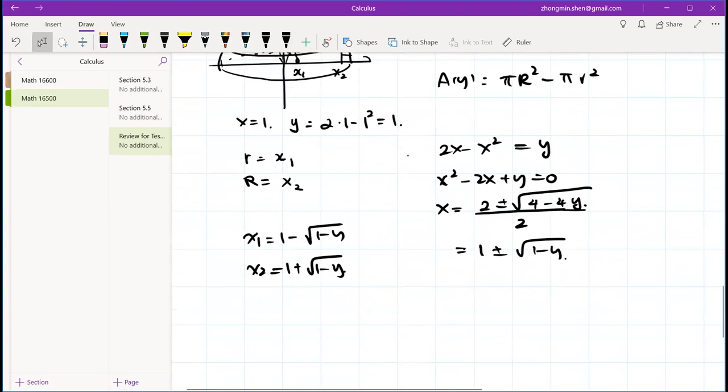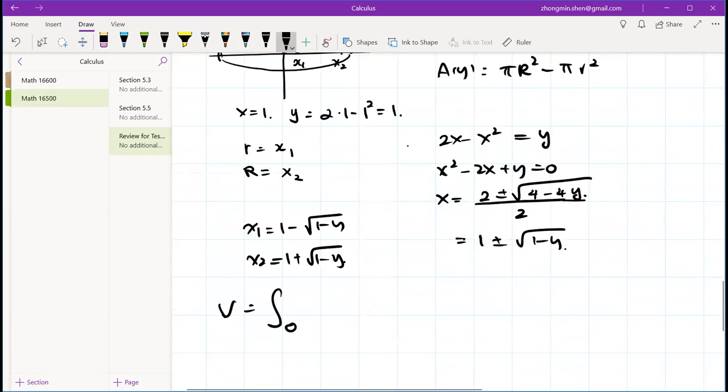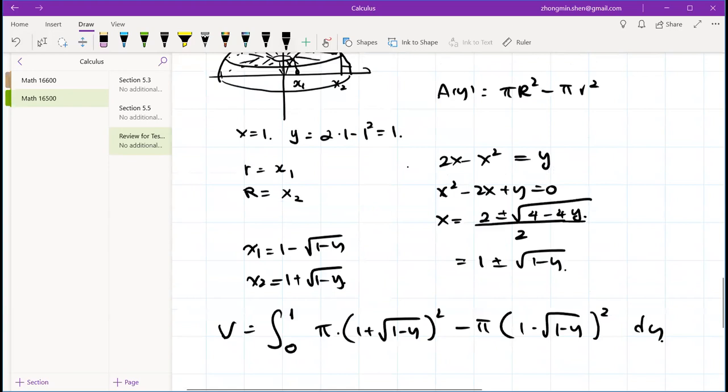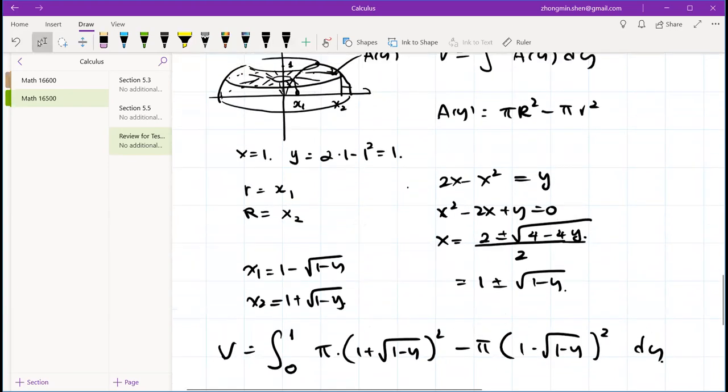Y is from 0 to 1. Pi, capital R is 1 plus the square root, and little r is 1 minus the square root of 1 minus y, dy. Think about how to get this from the picture. We find the 2 radii for the given y value because you use the horizontal plane to cut the solid, and for the given y, you get 2 disks. You use the parabola to determine x1, x2, and those are the radii of the 2 disks. So it's a little bit more complicated, but since we're not going to evaluate, this is still okay.